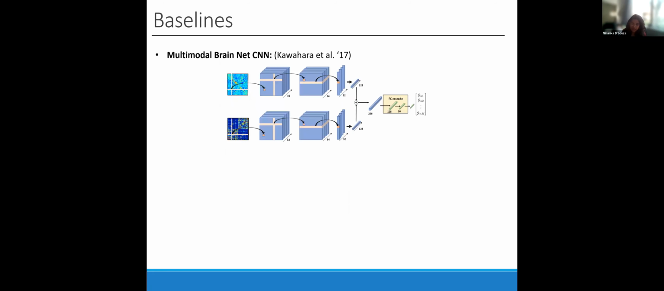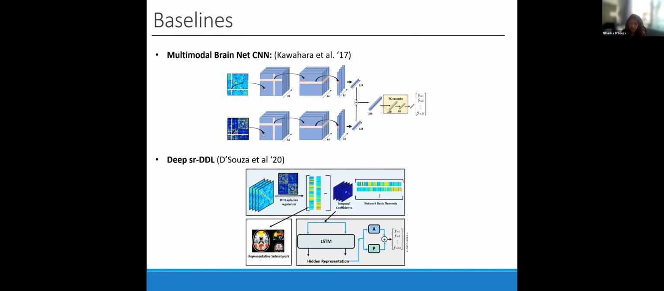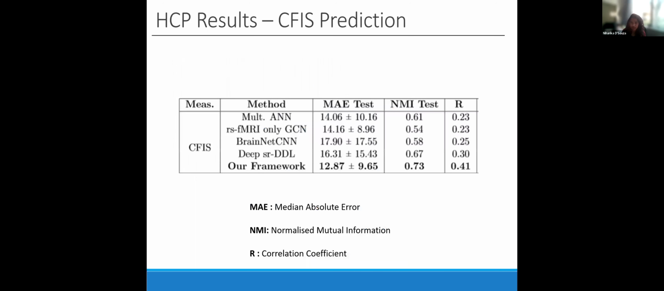The third baseline is the multimodal BrainNet CNN, which has two branches. And our final comparison is the deep SRDDL model, which we introduced previously. Overall, these last two baselines evaluate the benefit of using GCNs for implicit representation learning over other deep learning alternatives.